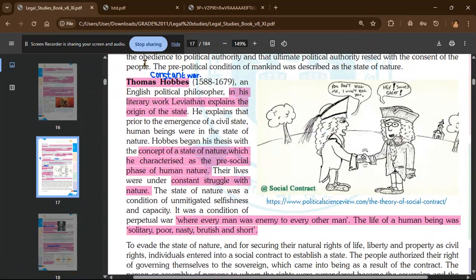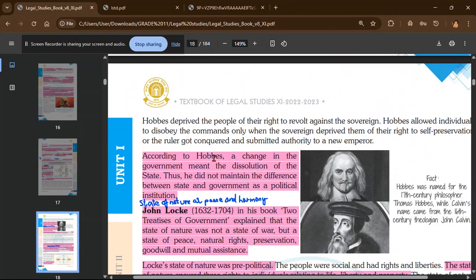So this is what Thomas Hobbes says. He says that the lives of the human beings were under constant war with the nature. He characterizes it as a pre-social phase of human nature. Okay. Then he says, according to Hobbes, a change in the government meant the dissolution of state.